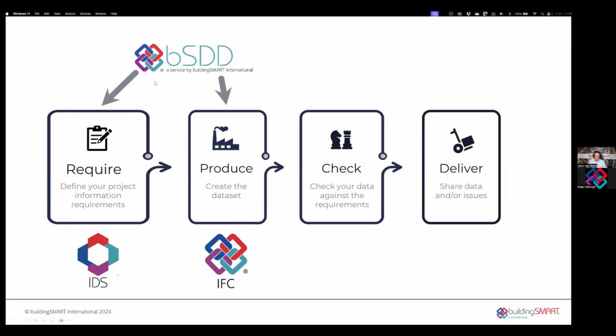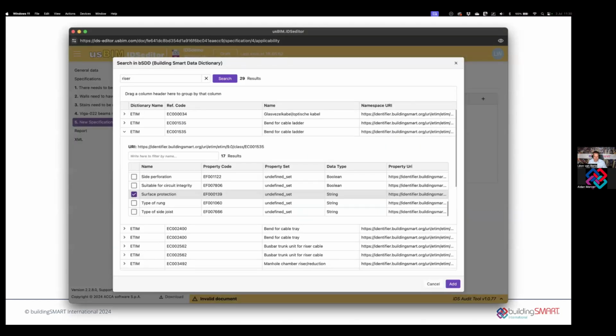BSDD has a list of many dictionaries with classes and properties and materials that you can search to be able to define your requirements. And some of the software tools that we saw to create an IDS have already implemented this system. This is a screenshot of Akka, for example, where instead of typing in a property myself, I search the buildingSMART solution for data dictionaries. If I search here for riser, I get a lot of ETIM classes and properties as well. And when I click on surface protection, I just randomly clicked here.